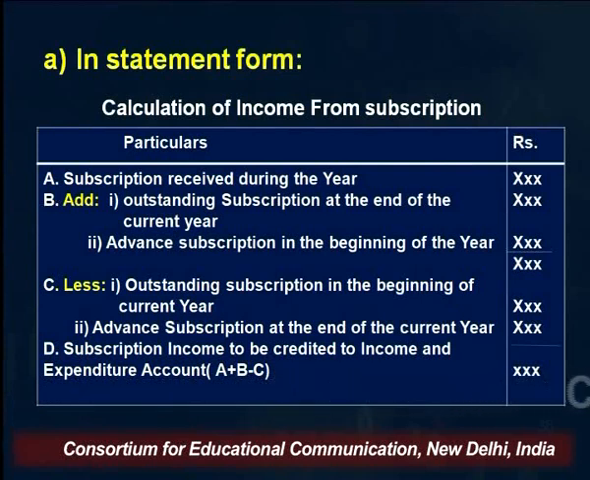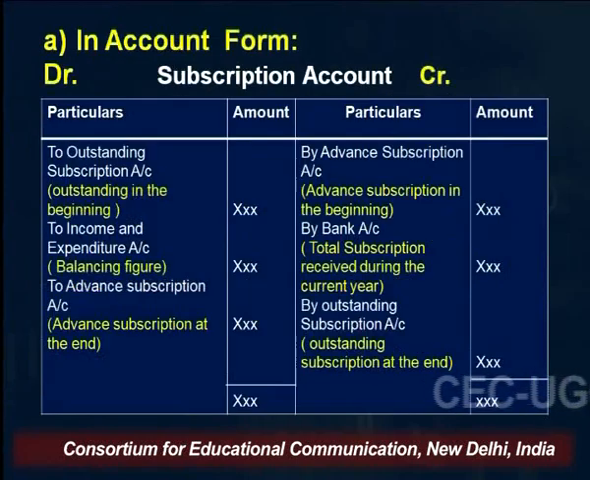This income is related to the next year. Any income which is not related to the current year has to be adjusted, that has to be deducted from the total subscription received. So the amount so arrived, that is the total amount, will be shown on the credit side of the income and expenditure account. So this is the calculation of income subscription if we do it by preparing in the statement form.